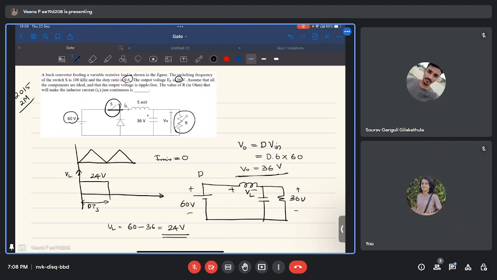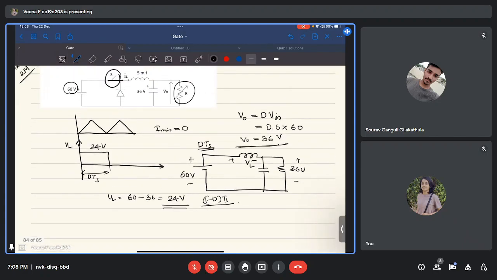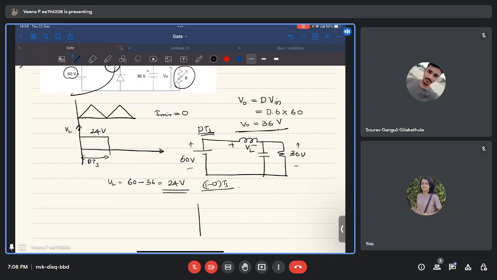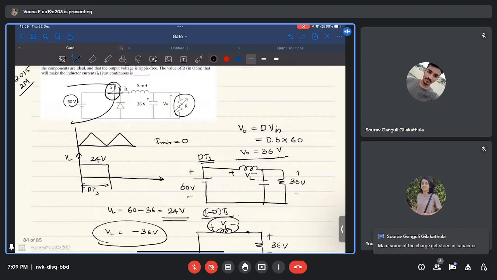Now during the 1 minus D TS duration, that is, the switch is off. At that time the diode will conduct. It will be forward biased and there will not be the input voltage in the circuit. So the diode will be conducting, inductor is there, 36 volt is the constant output. So the inductor voltage VL now is minus 36 volt because the inductor is connected opposite to the output terminals. So it is minus 36 volt, a negative value.